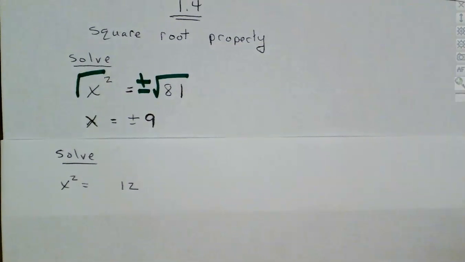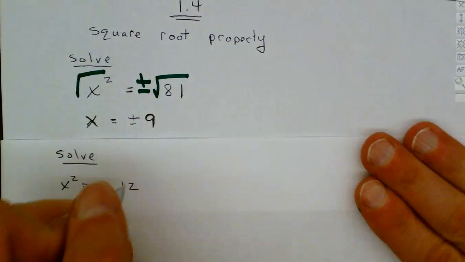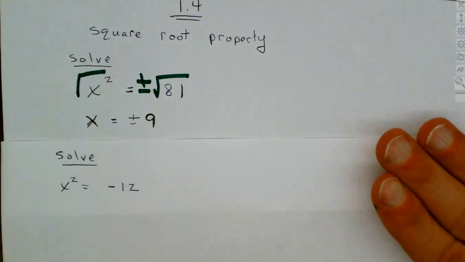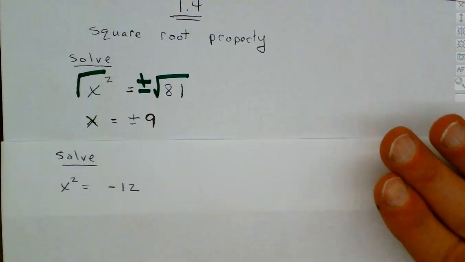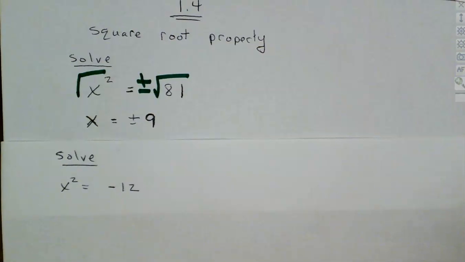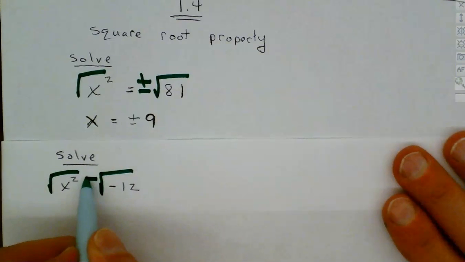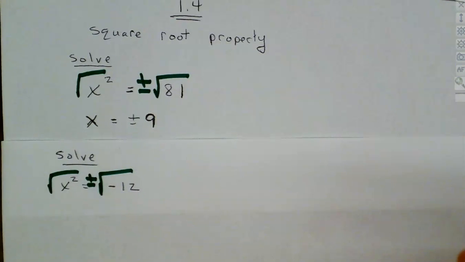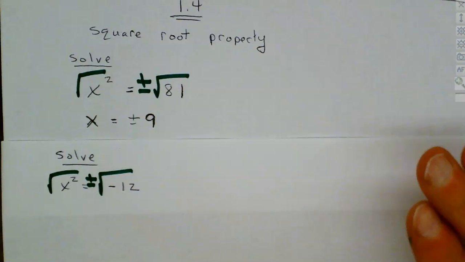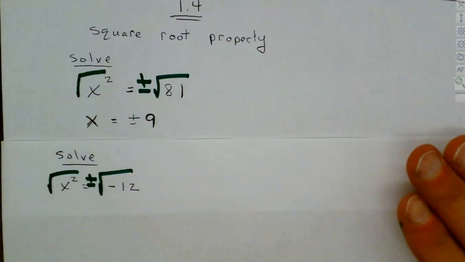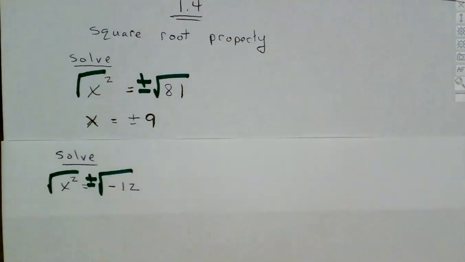How about we want to solve x squared equals a negative 12? Well, we want to get rid of the square. So what undoes a square? Square root. Whenever we take a square root, what do we add in? Plus or minus. And we talked about this earlier today. When we take the square root of a negative number, we're going to have an i.